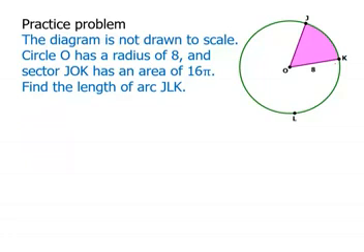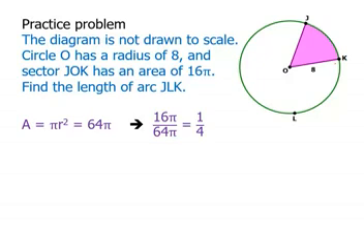All right. Well, because we know the radius, we can find the area. The area of the circle, pi r squared, is 64 pi. That's the area of the whole circle. So how much of that whole circle is this sector taking up? It's taking up a quarter of the circle. Well, that's interesting. That means that the central angle has to equal 90 degrees. We're told the diagram's not drawn to scale. It certainly is not. JOK is, in fact, a right angle.